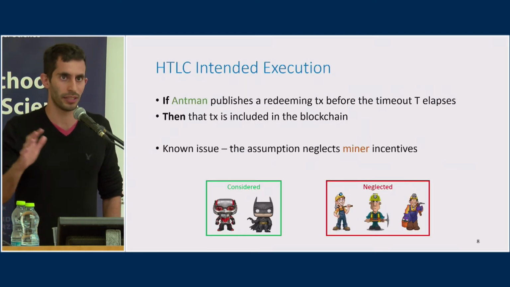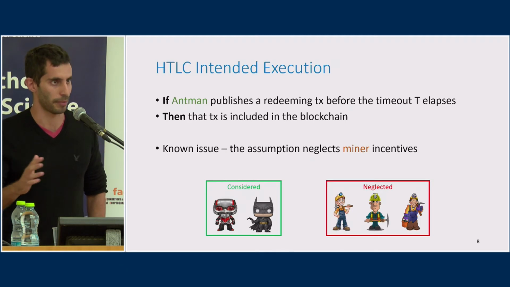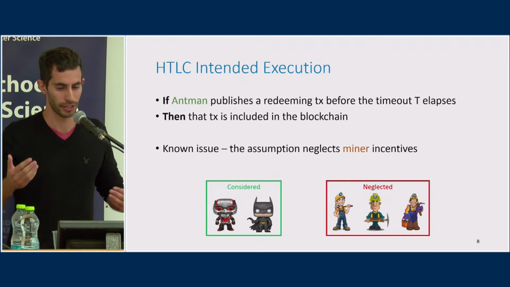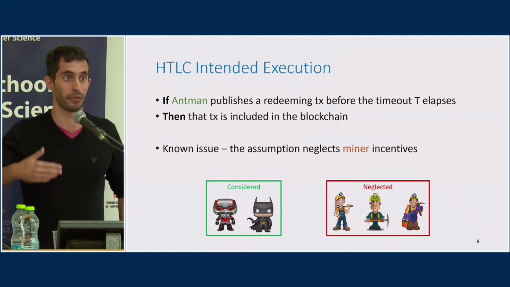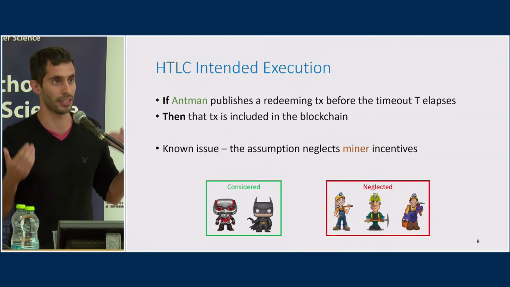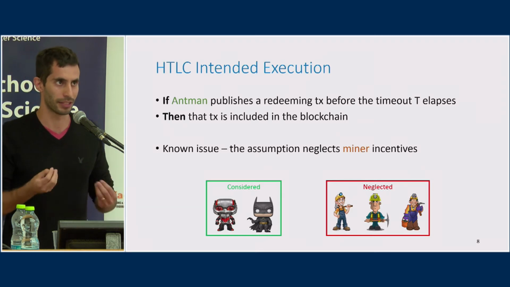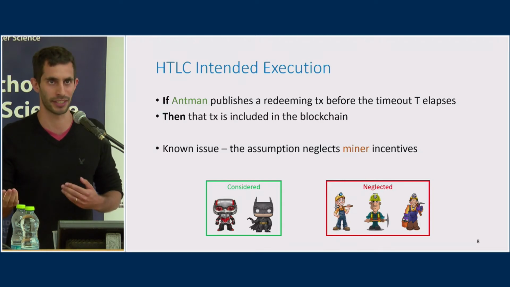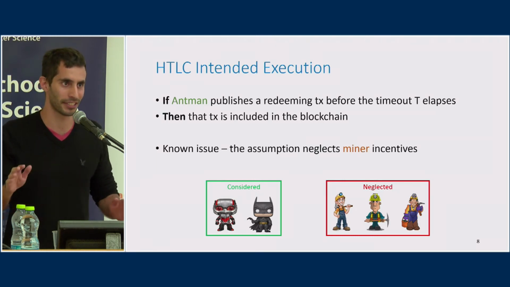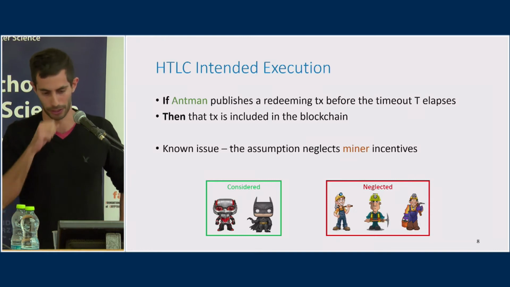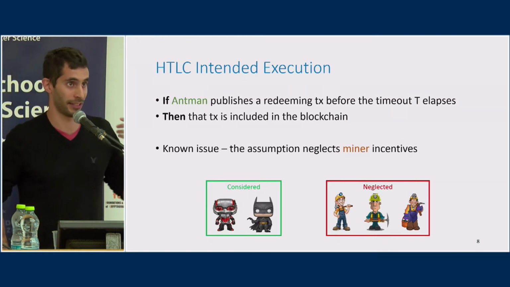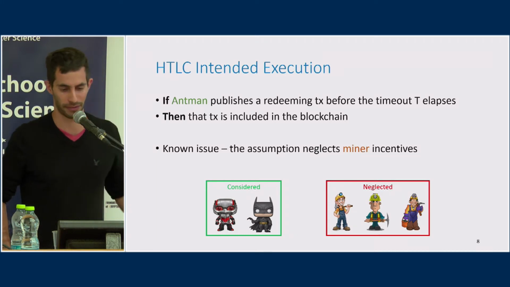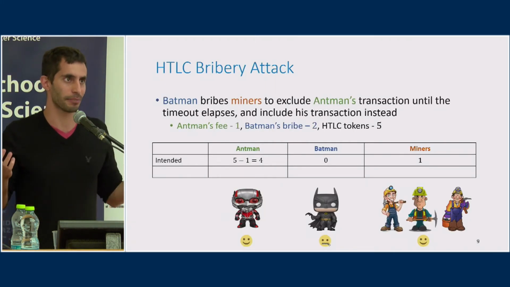When these systems that I mentioned use the HTLC, they make the following assumption. They say that if Ant-Man publishes the transaction with the preimage before the timeout elapses, then that transaction is indeed included in the blockchain. But there is a known issue here, because the miners are those who pick which transaction is included. And these systems don't address this issue at all. Specifically, they neglect the miners' incentives to pick transactions that offer them more fees. And we have this misalignment.